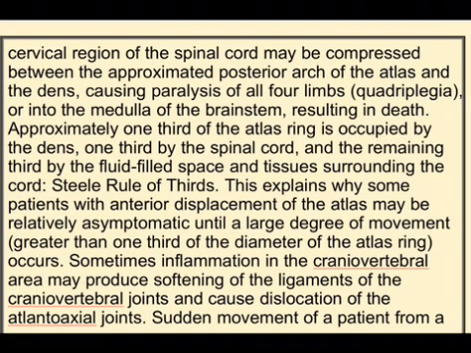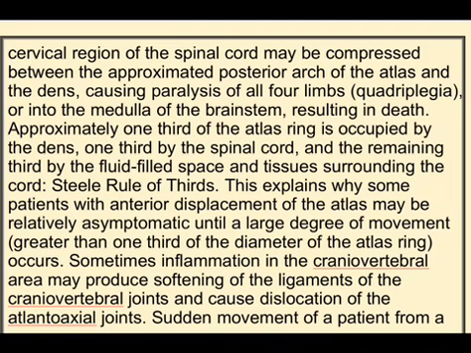Approximately 1/3 of the atlas ring is occupied by the dens, 1/3 is occupied by the spinal cord, and the remaining 1/3 by the fluid-filled space and tissue surrounding the spinal cord. So you have what we call the Steel rule of thirds. Some people with anterior displacement of the atlas may be relatively asymptomatic, they don't feel anything until a large degree of movement greater than 1/3 of the diameter of the atlas occurs. So when they are still, there is no issue, but once they exhibit some kind of movement greater than 1/3 the diameter of the atlas, they now have problems.